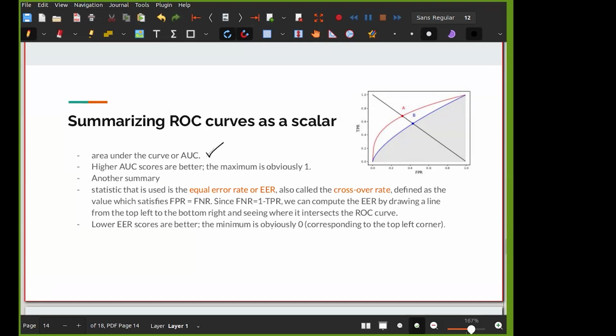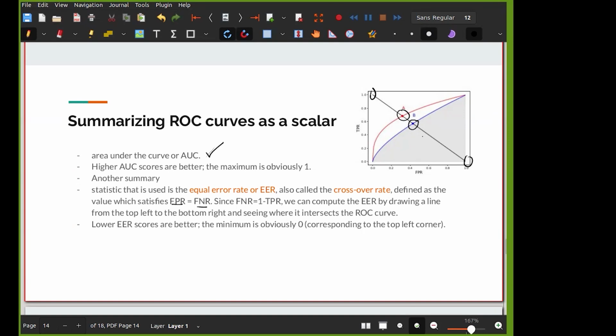And it is defined as a value which satisfies FPR equals FNR, and FNR is 1 minus TPR. And since FNR is 1 minus TPR, we can compute this equal error rate by just drawing a line from this corner to this corner. From here to here, we just draw a line, and the places where it intersects these two ROC curves are the ones which are called equal error rate.